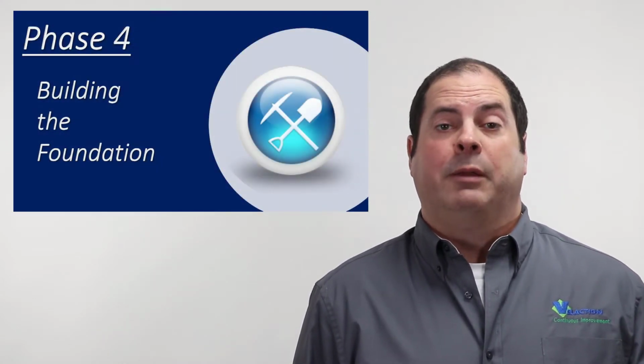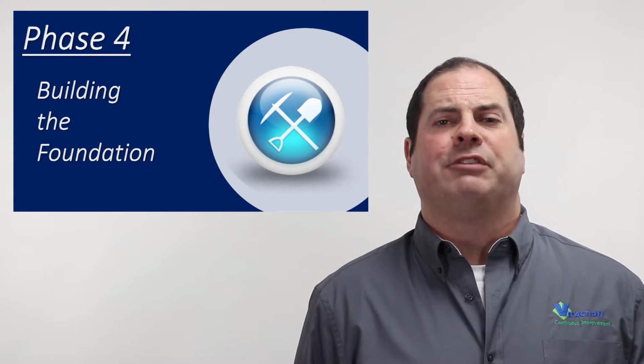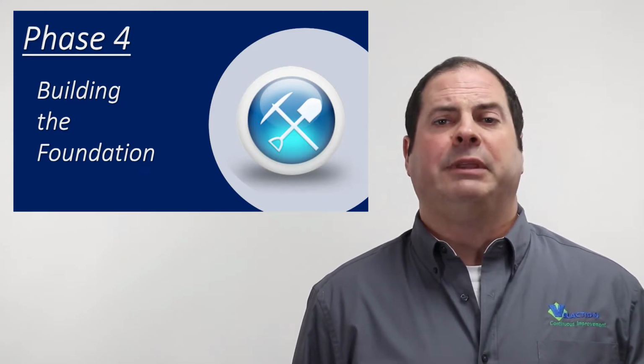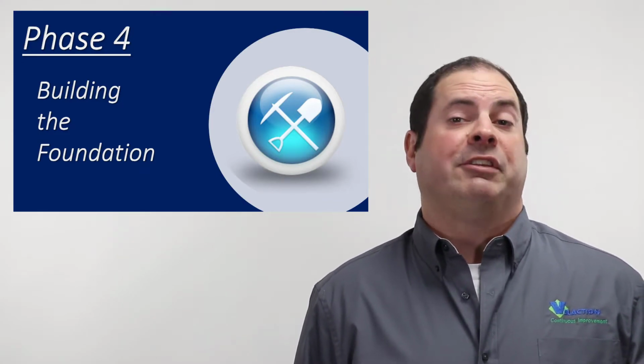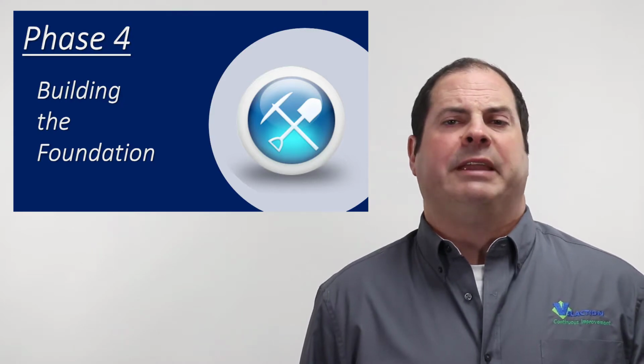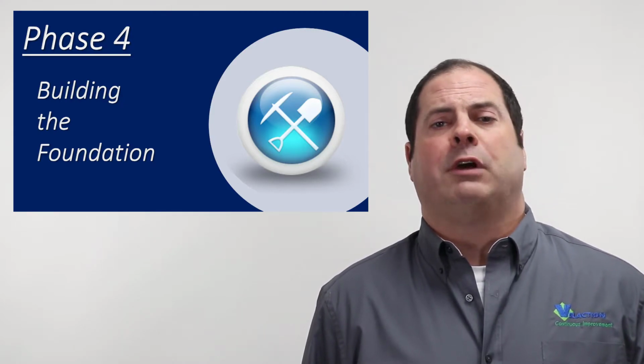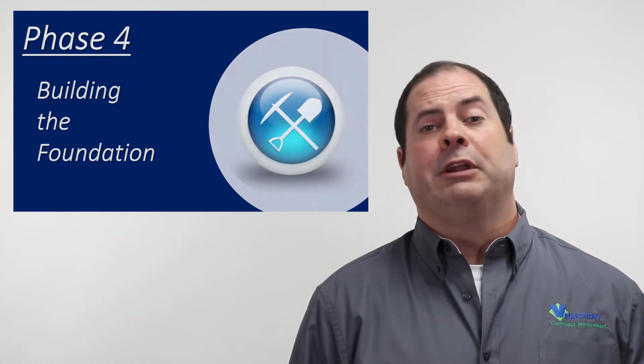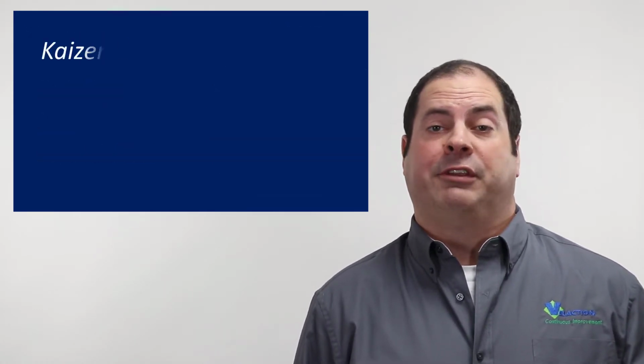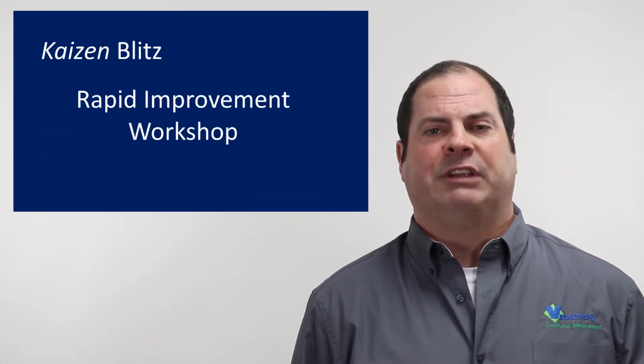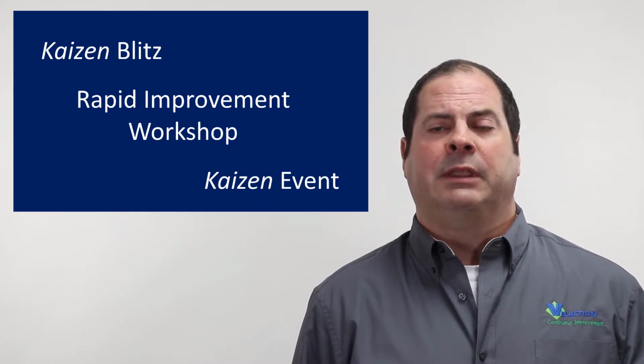In phase 4, building the foundation, change is much more widespread. Teams begin doing projects. These can be small on-the-spot changes, or they can be a large week-long event using a cross-functional team. These bigger projects go by many different names, such as Kaizen Blitz, Rapid Improvement Workshop, or Kaizen Event. In addition, daily management is introduced.